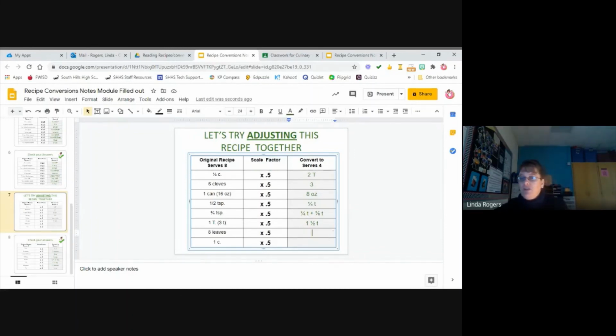Raul, why don't you do the next one? What's half of the 8 leaves? What's the answer on that one? What's half of 8? 4. That was easy, right? All right.